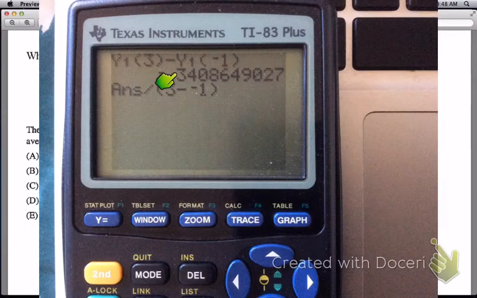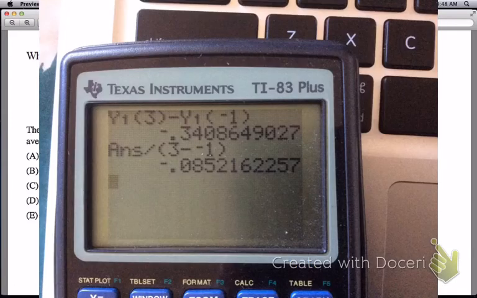So here's what I got for the top of the function. I pushed enter, and then I pushed divided by. Notice that it just recalls the answer immediately. Push divided by x2 minus x1. So x2 is 3 minus x1 is negative 1. So 3 minus negative 1 is dividing it by 4. And the answer you get for this is negative 0.085 approximately. And so that's our answer.